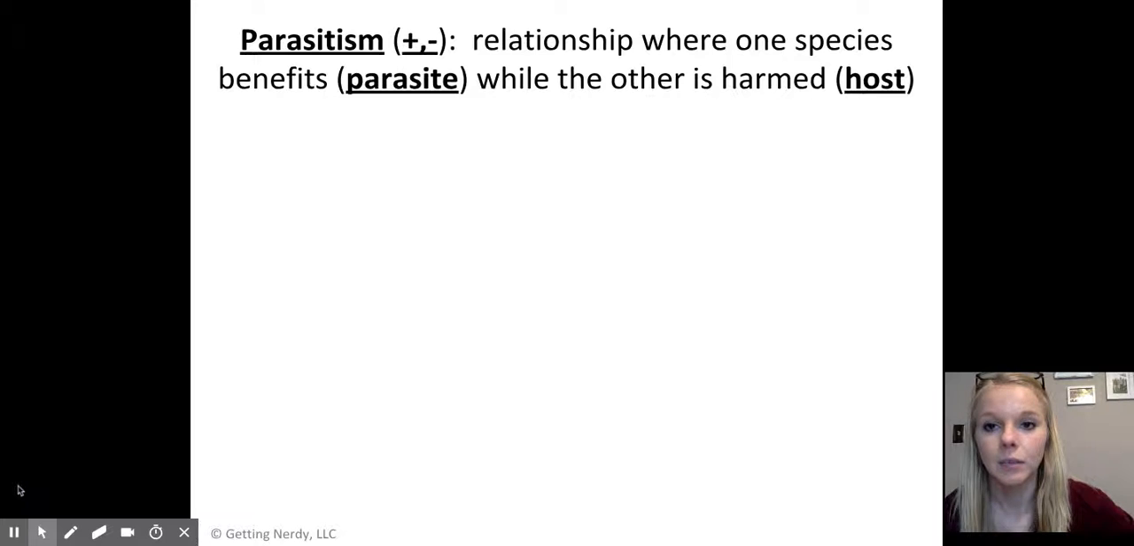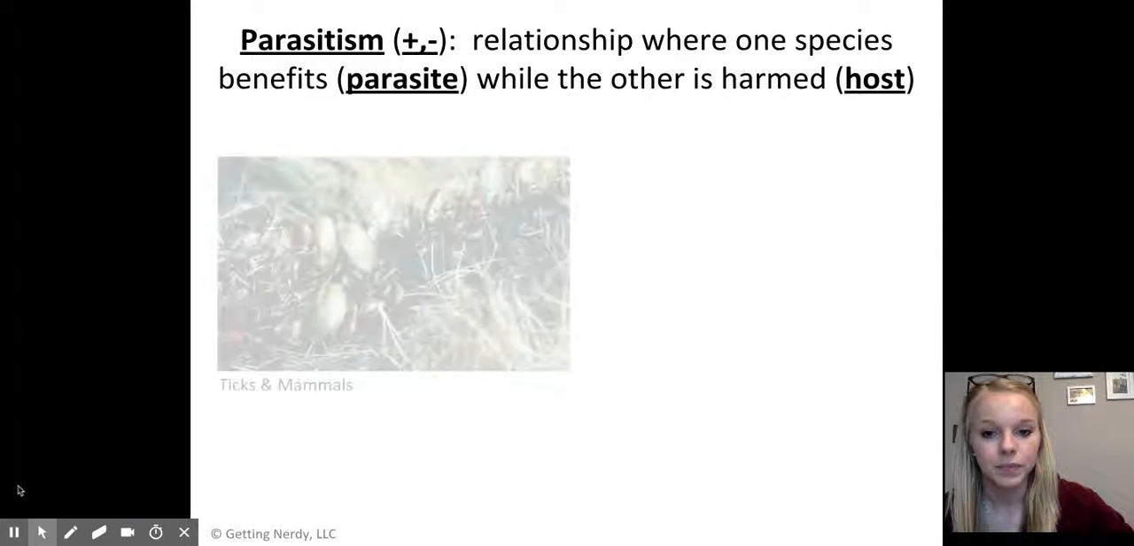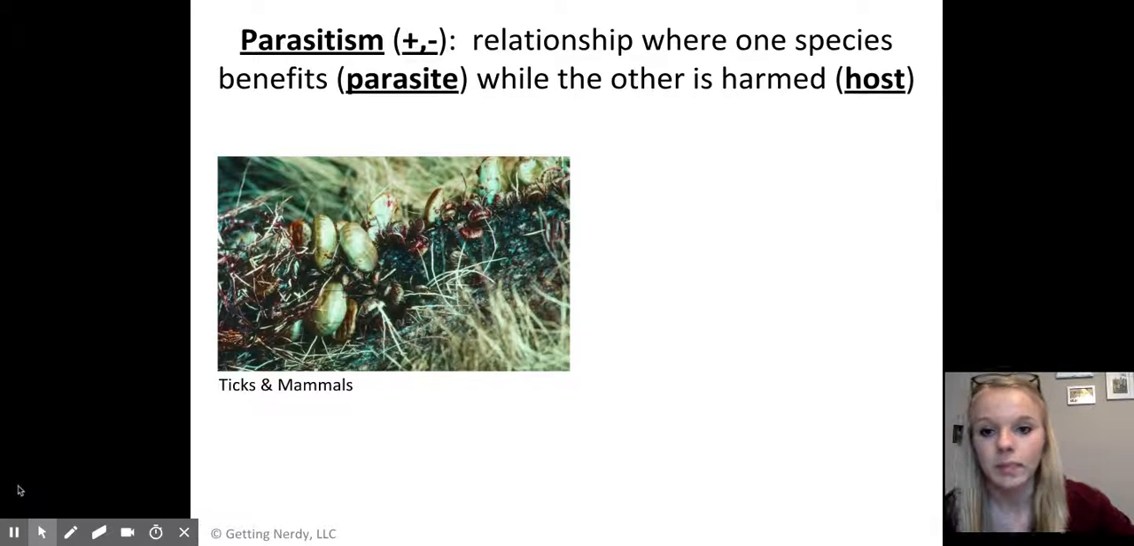Our next example is the parasitism relationship, which is described as a plus-minus relationship. This is where one species benefits, which is the parasite, and the other is harmed, which is the host. So one example would be ticks and mammals. The tick is going to feed on a blood meal from the mammals, and the mammals can be harmed. Depending on the mammal, whether it's a small mammal or a large mammal like us, it could kill or just hurt the animal.